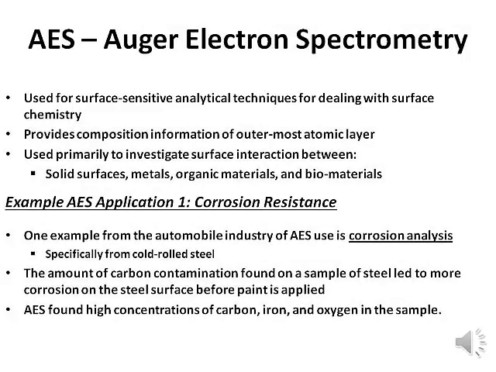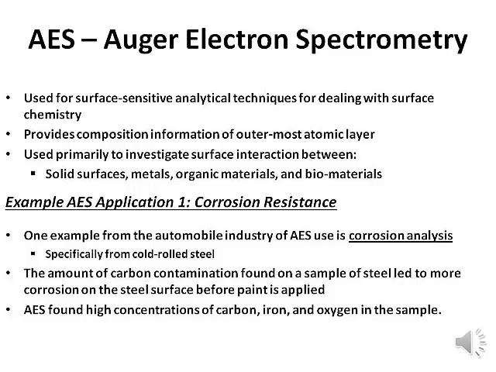Auger Electron Spectrometry is used for surface-sensitive analytical techniques for dealing with surface chemistry. This provides information on the composition of the outermost atomic layer and is used primarily to investigate interactions between solid surfaces, metals, organic materials, and biomaterials.